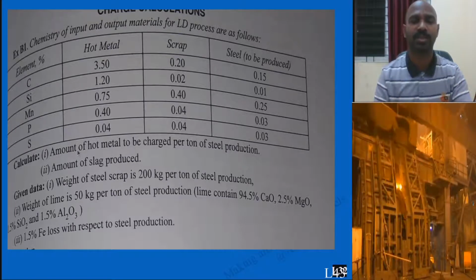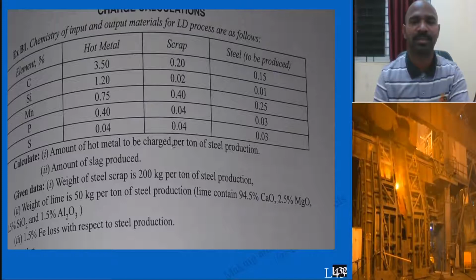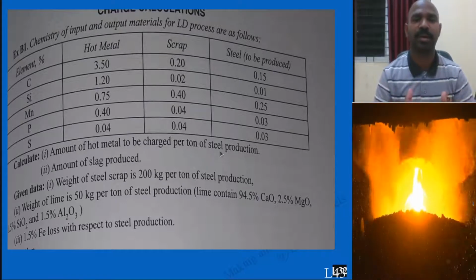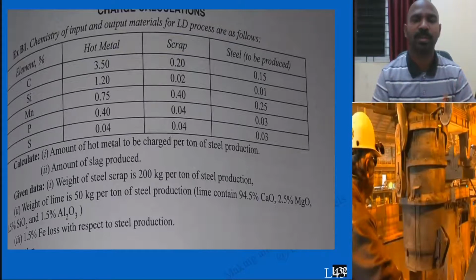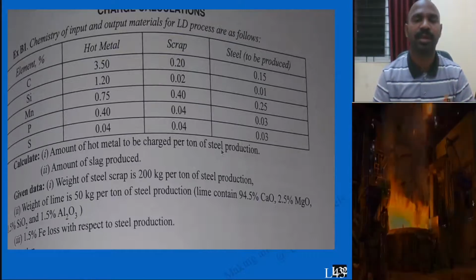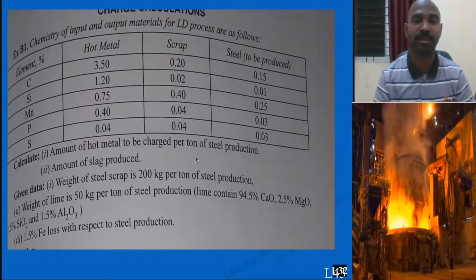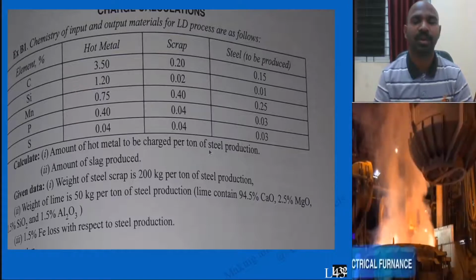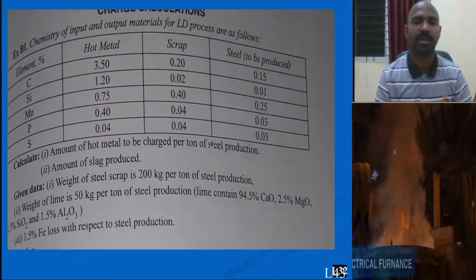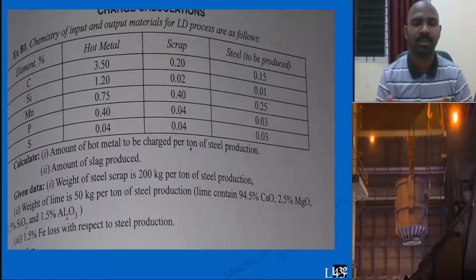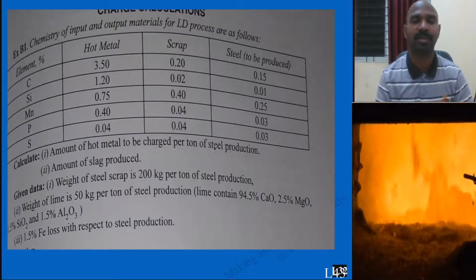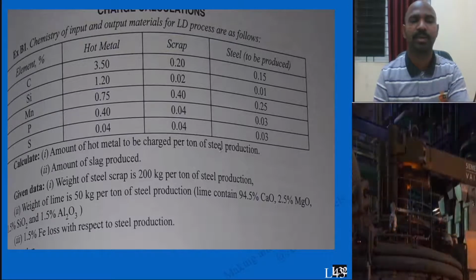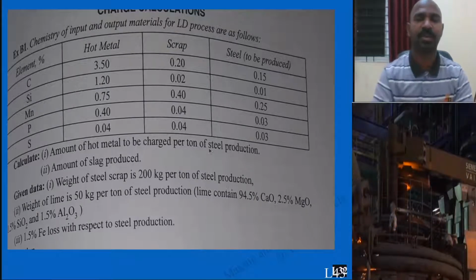The first question: the amount of hot metal to be charged to produce 1 ton of steel. How much raw material was used to produce 1 ton of steel? For all the numerical problems, one needs to remember that they are with respect to 1 ton steel production. Problems are based on 1 ton. 1 ton equals 1000 kg of steel. One needs to remember that. If it is not given, you need to assume it. You need to write down in the solution: assume.